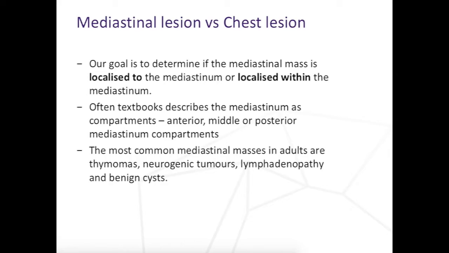Often in textbooks and on Radiopaedia, it describes the mediastinum as compartments, the anterior, middle, and posterior mediastinal compartments. And depending on where the lesion is, it actually may help you have a differential. So a common mnemonic that I like to teach you guys is for the anterior mediastinal mass, and that is the 5Ts. So the 5Ts often is a mnemonic that we use to provide a differential for an anterior mediastinal mass. And I think later I do have a slide on that as well.